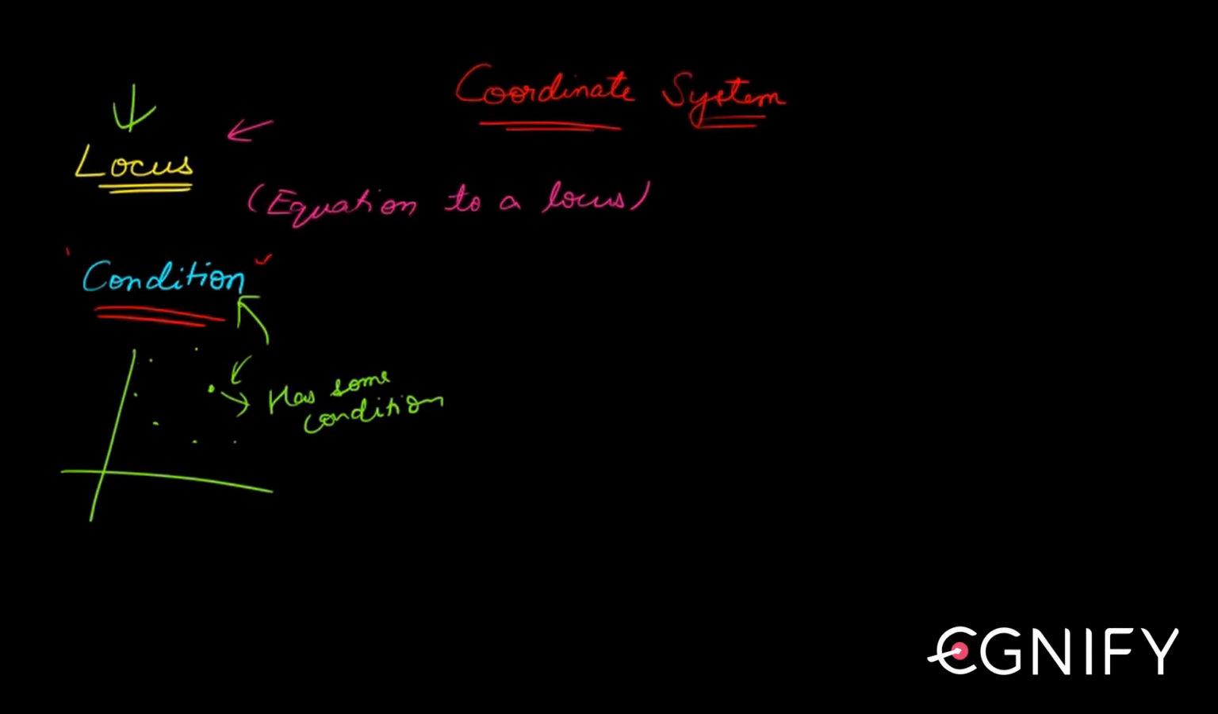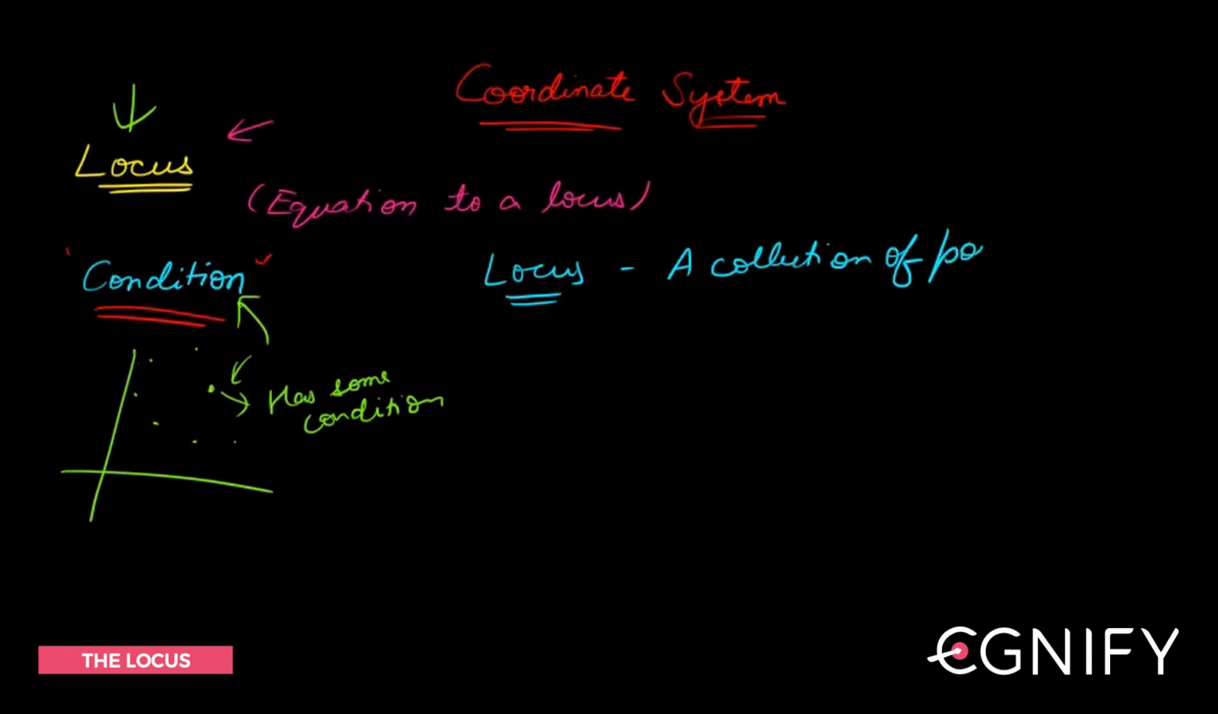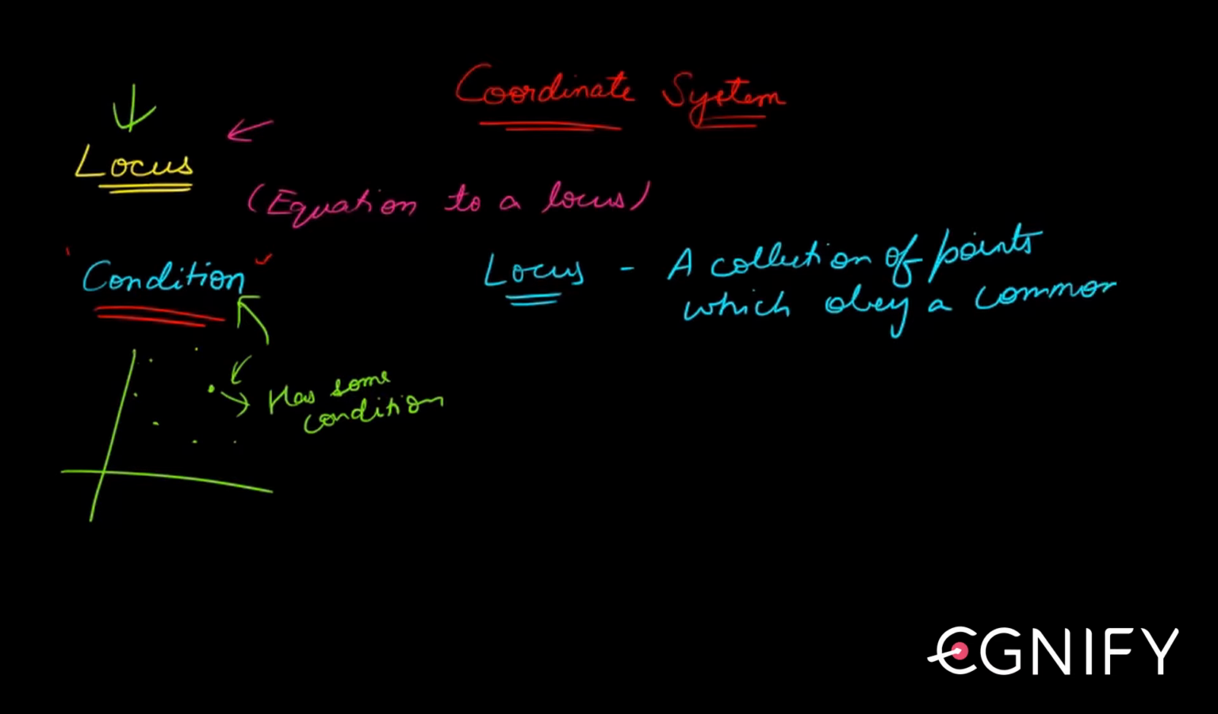So let me write the definition of locus. Locus is a collection of points which obey a common condition. So I don't know what that condition is, absolutely, I don't know. But what I know is this point, this point, this point, all these points obey that condition, whatever that condition is, right? So this particular thing is called the locus.